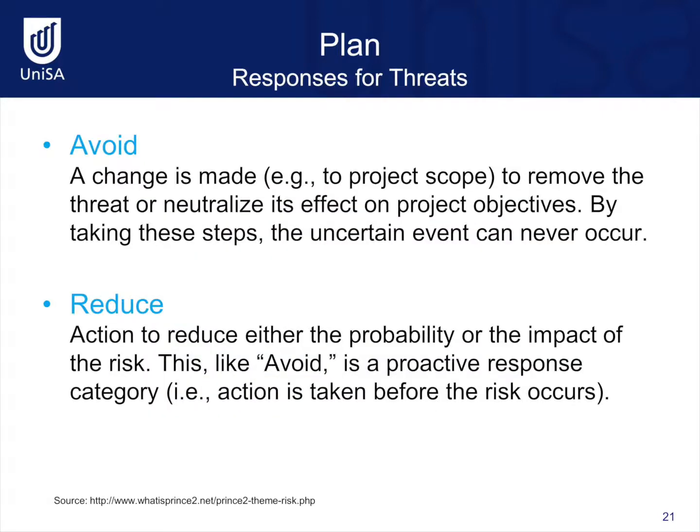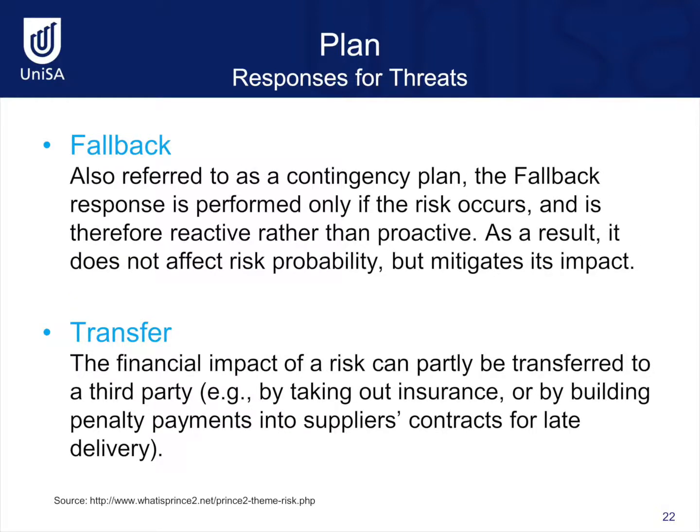To avoid a threat, a change is made, for example to the project scope, to remove the threat or neutralise its effect on project objectives. By taking these steps, the uncertain event can never occur. To reduce a threat, action is taken to reduce either the probability or the impact of the risk. A fallback response to a risk is also referred to as a contingency plan. The fallback response is performed only if the risk occurs and is therefore reactive rather than proactive. As a result, it does not affect risk probability but mitigates its impact.